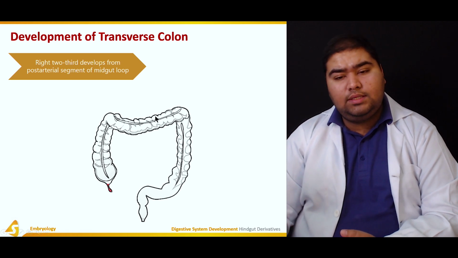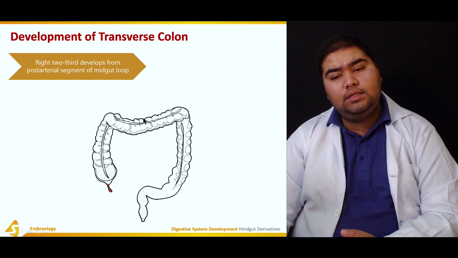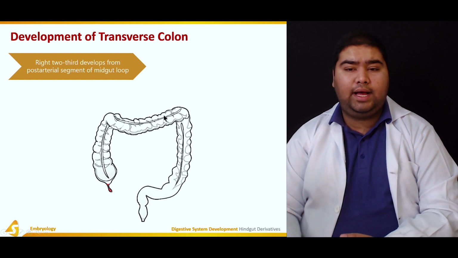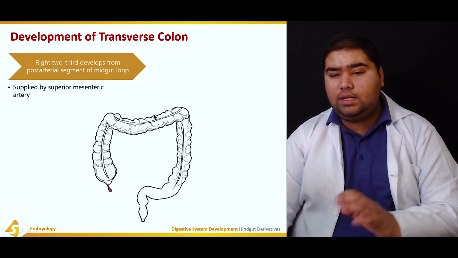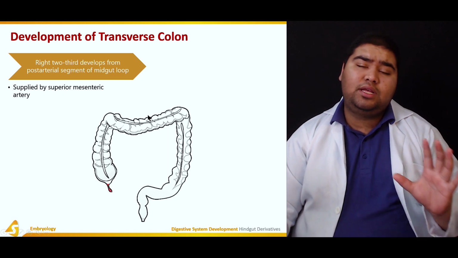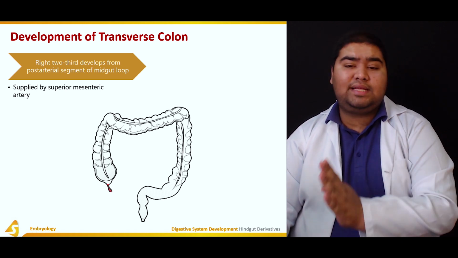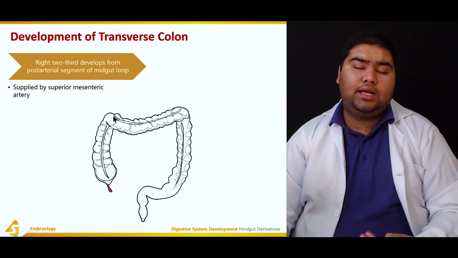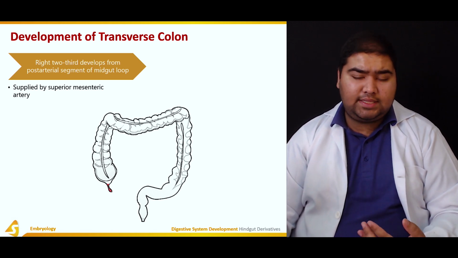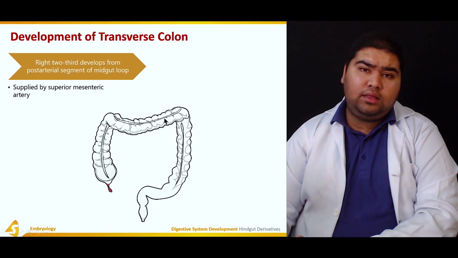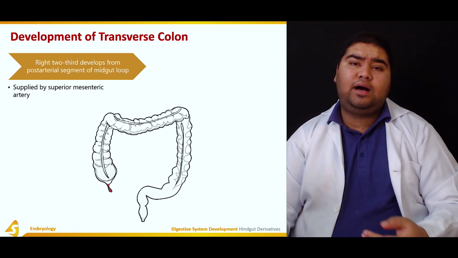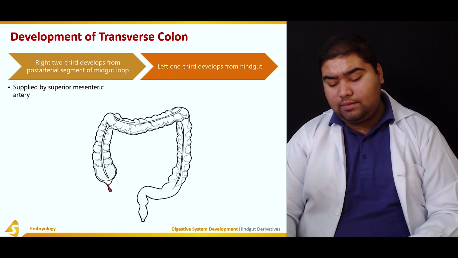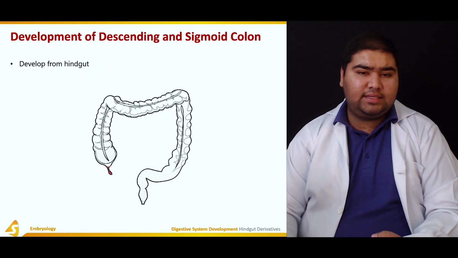So the right 2/3 are developed from the midgut, and the left 1/3 or the distal 1/3 is formed by the hindgut. Similarly, it would be supplied by the arteries of the midgut and the hindgut respectively. So the right 2/3 would be supplied by the artery of the midgut. The artery of the midgut was the superior mesenteric artery, and the remaining 1/3 or the distal 1/3 would be supplied by the artery of the hindgut, which is the inferior mesenteric artery. So the left 1/3 develops from the hindgut and is supplied by the inferior mesenteric artery.